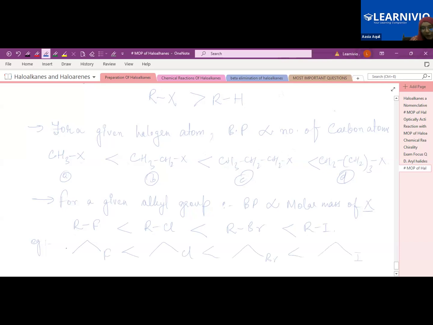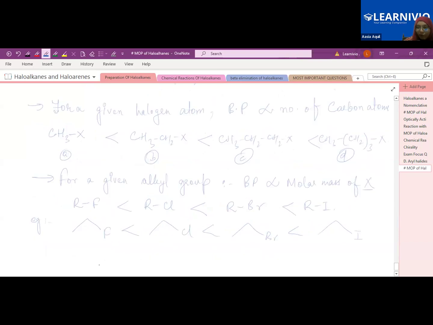Okay, so you can see over here the alkyl group is same, CH3, CH2. Ethyl group is present in all the molecules. But the halogen group is different. So if the halogen group is different and the alkyl group is same, boiling point will be directly proportional to the molar mass of halogen. Iodine will have the highest molar mass, so that's why it has the highest boiling point.